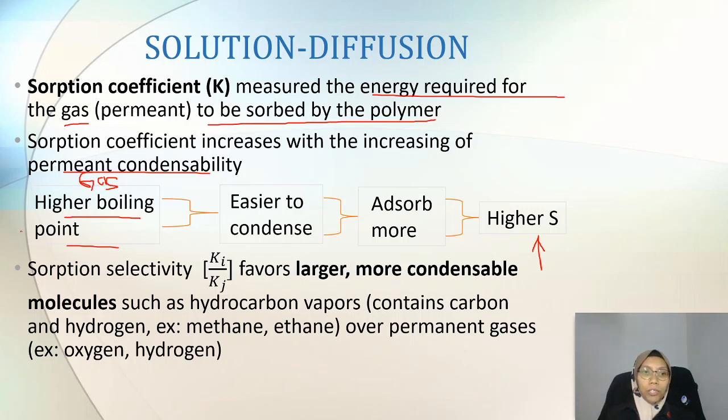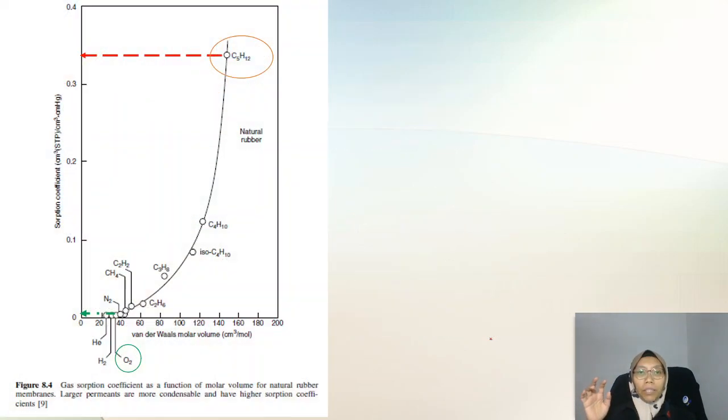Absorption selectivity actually favors larger and more condensable molecules, such as hydrocarbon vapor, which has C and H in the chain, over the permanent gas. What does that mean? Permanent gas is something like oxygen, hydrogen. That is permanent gas. Okay, we look at the example.